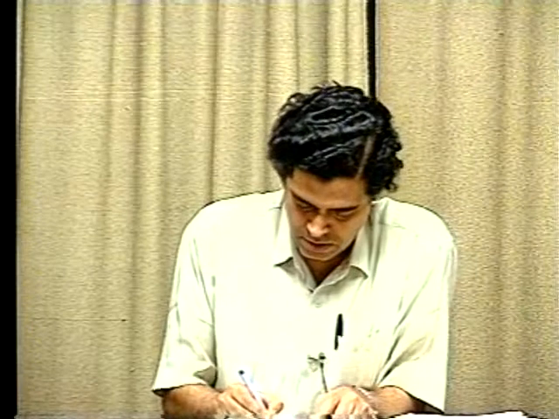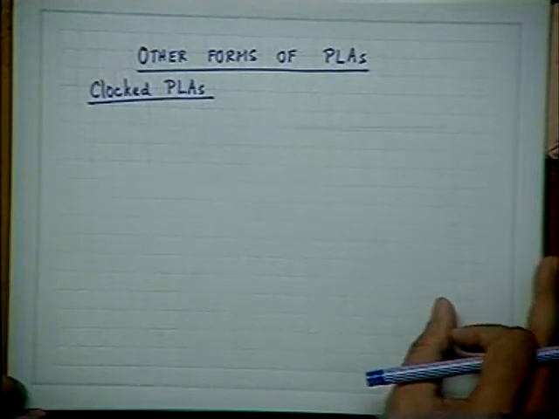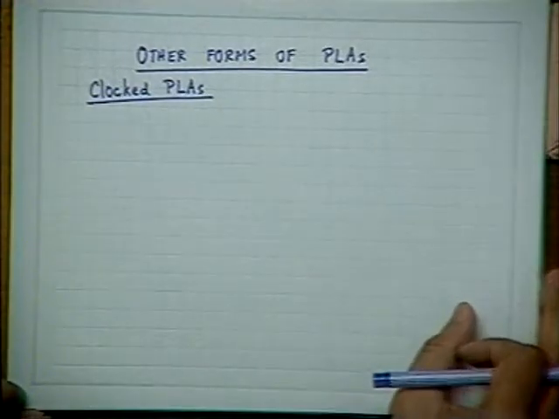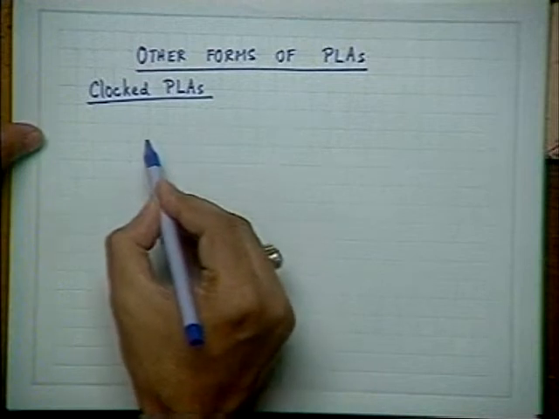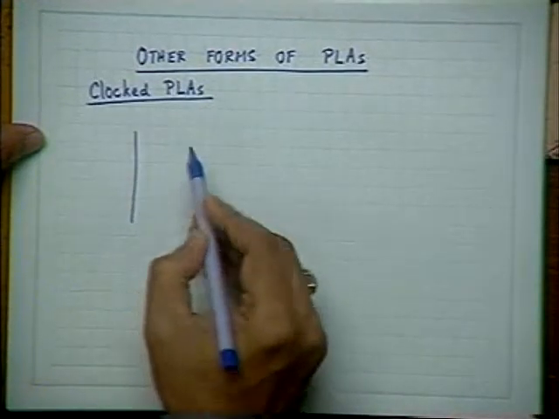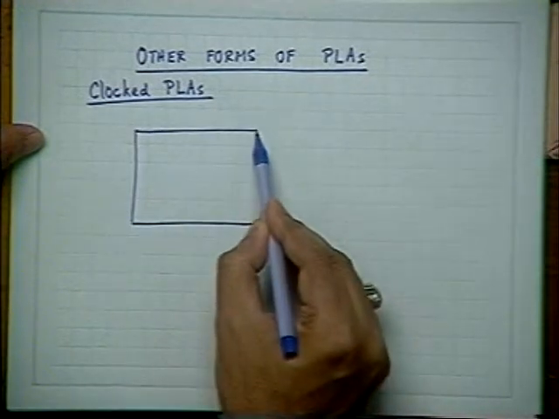Let us look at the other kinds of PLAs which are available apart from the ones which we discussed till yesterday's class. One is clocked PLAs. You know that the PLAs which you have discussed are not for synchronous logic applications. If you want to make it clocked, then it is rather simple. It is just a simple modification that will give you a clocked PLA.